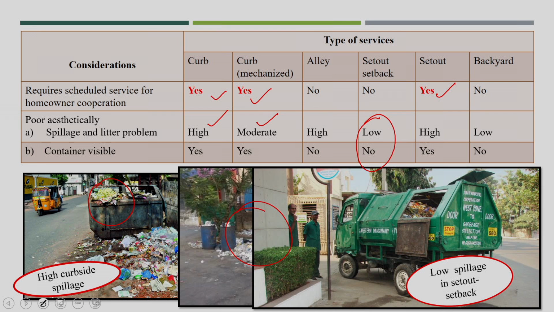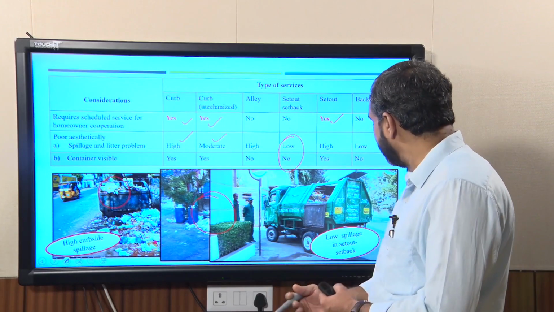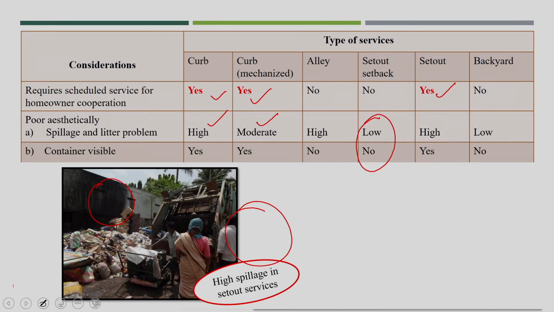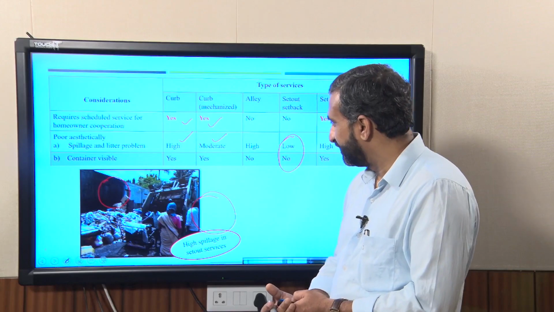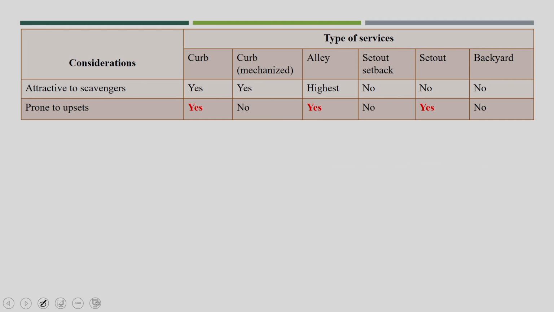Now, you see here in the house to house collection system, there is no spillage. That is why under the Swachh Bharat mission it was proposed that we should have the house to house collection system, collection services in most of the city area. There is also little spillage in the set out service, and there is no spillage in the backyard area.